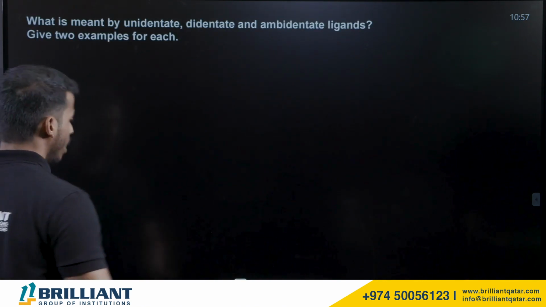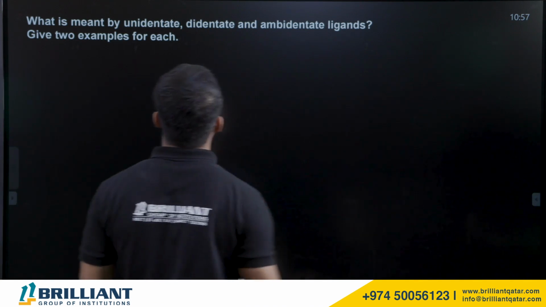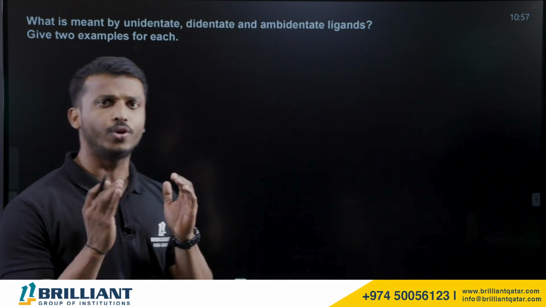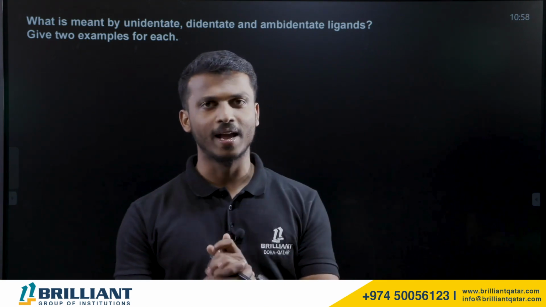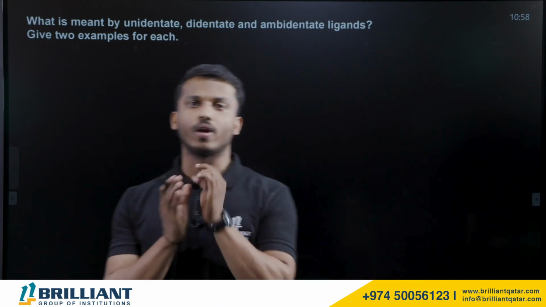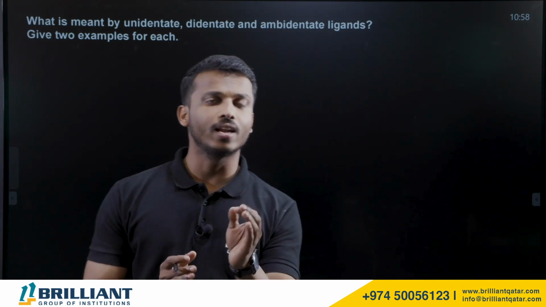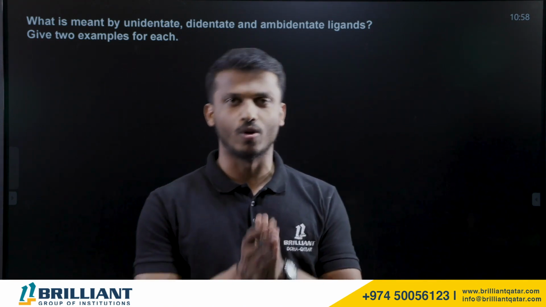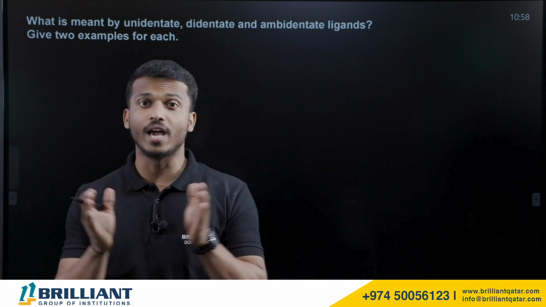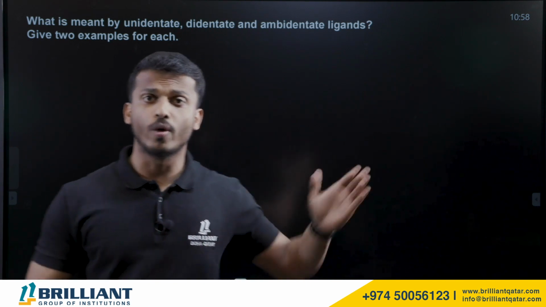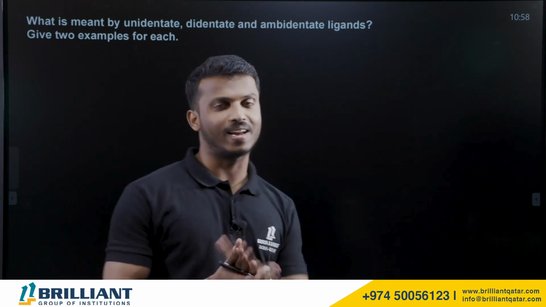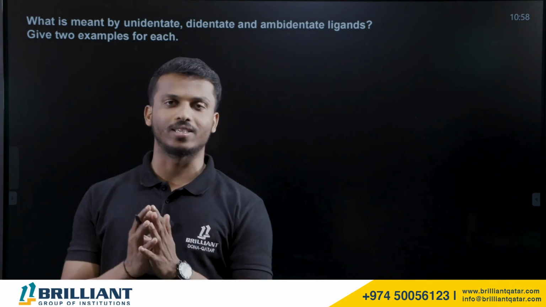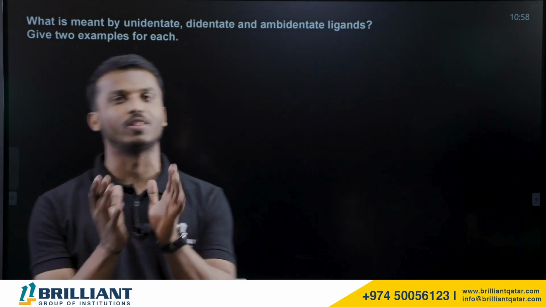Next question. What is meant by unidentate, didentate or ambidentate ligands? You know the common principle. What is meant by a unidentate or monodentate ligand? The ligand having only one donor atom, through which it can make a single bond or a coordinate bond with the metal atom, is called a unidentate or monodentate ligand. So what is meant by a bidentate or didentate ligand? It's a ligand having 2 donor atoms, and it can make 2 sigma bonds at a time with the metal atom.